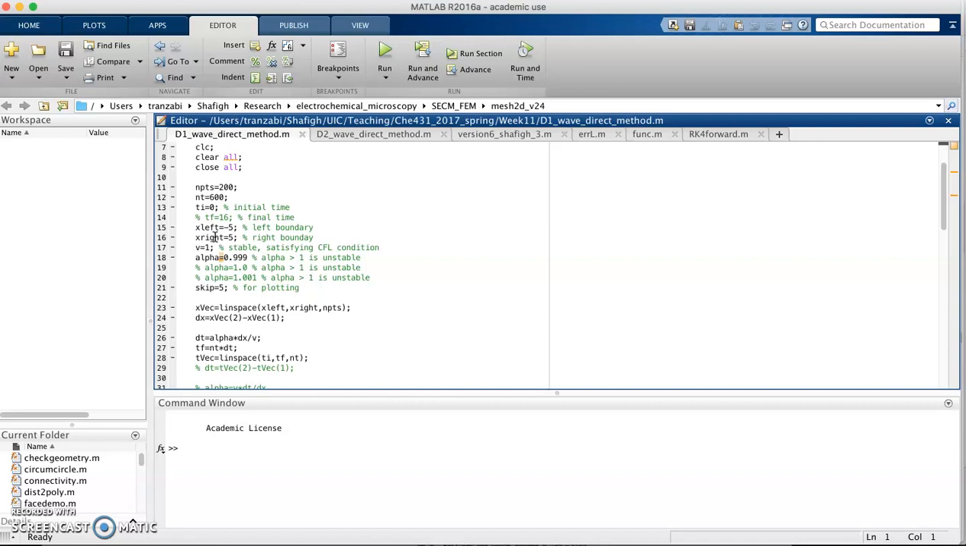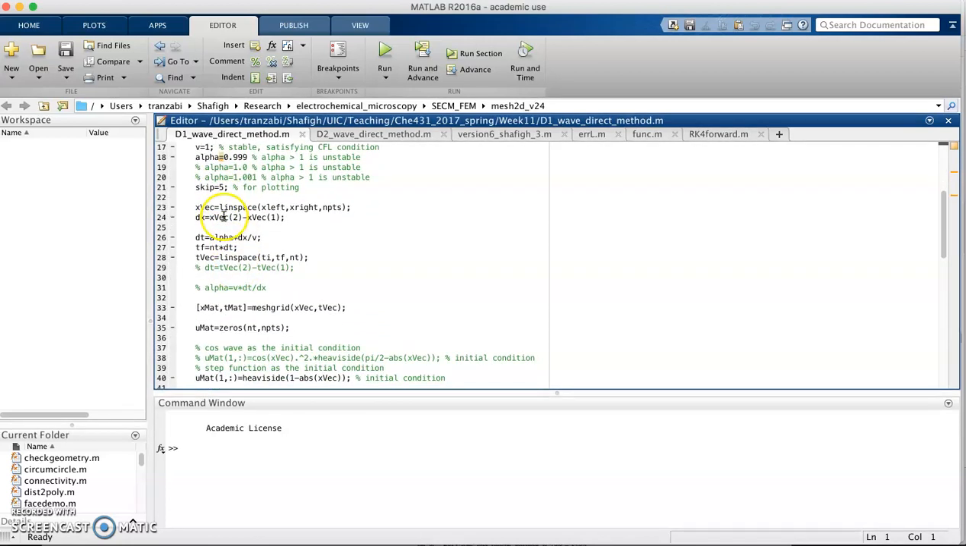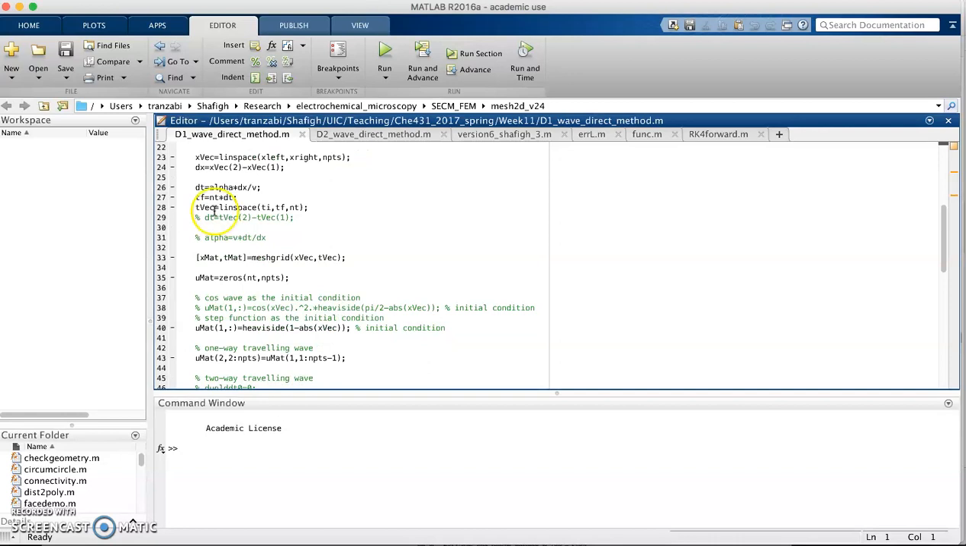But if you don't want to make an animation, then you have to have a final time point. Okay, so this is the minimum x, maximum x on the x-axis, my velocity, such that my alpha is less than 1 to satisfy the CFL condition. This is the number of frames to skip, the x vector, this is dx based on the difference between 2 successive x values. I calculate dt based on the definition of alpha, dx over v. And as soon as I have dt, then with the number of time frames, I can calculate the total or final time.